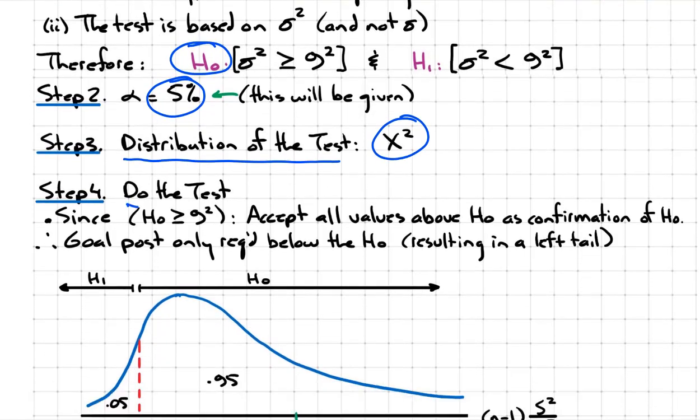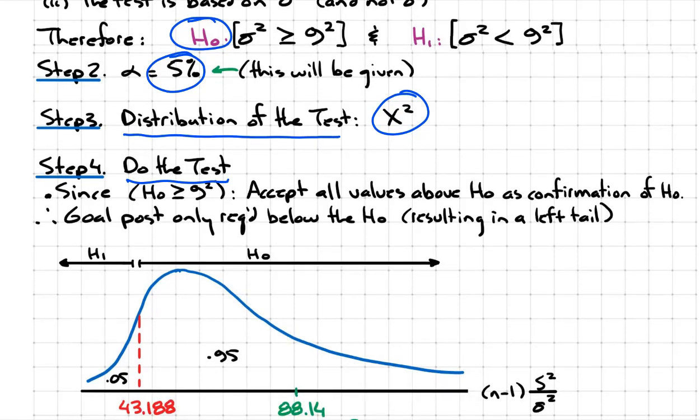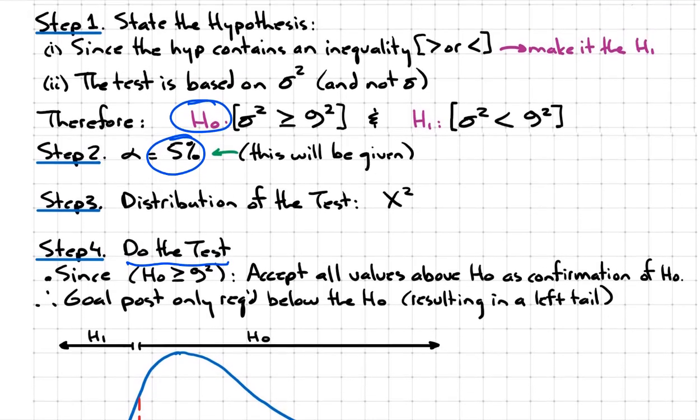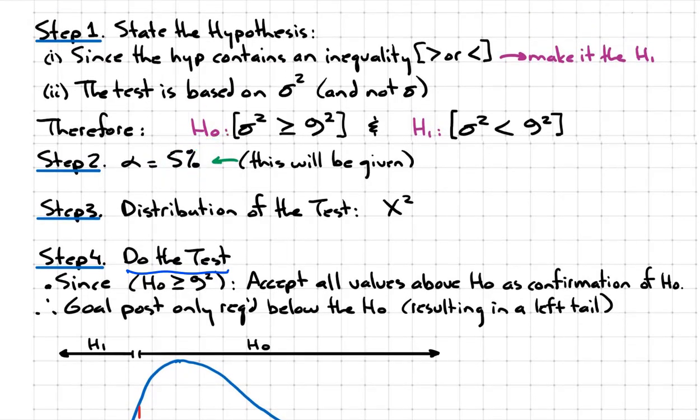And then step 4, we do the test, which is very much like a penalty kick, right? So first, let's work on the goalposts. And here it is. So how do we set up the goalposts? Because this is going to be a one-tailed test. How do I know it's a one-tailed test? Because if you look at the null, we're only interested in one side of the distribution. It says null is all values greater than 9 squared.